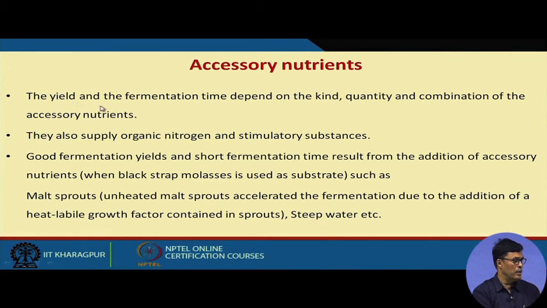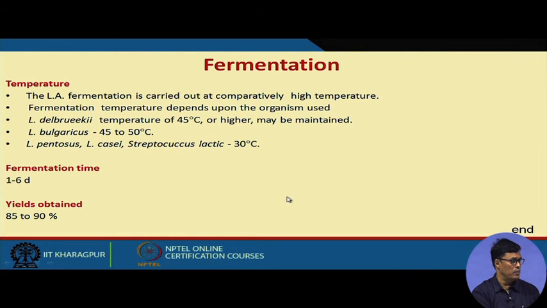Now, accessory nutrients: the yield and the fermentation time depend on the kind, quantity and combination of the accessory nutrients. They also supply the organic nitrogen and stimulatory substances. Good fermentation yield and short fermentation time result from the addition of accessory nutrients, such as malt sprout and steep water, that are used as accessory nutrients in this fermentation process.